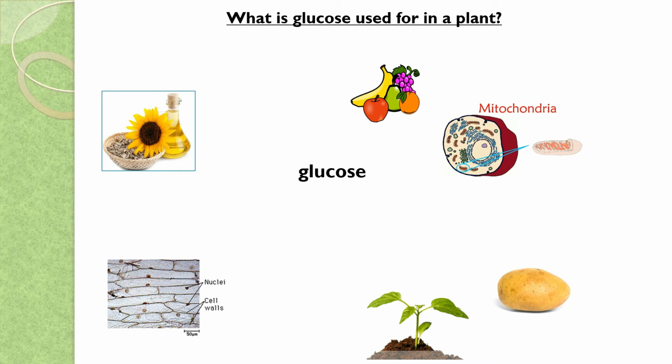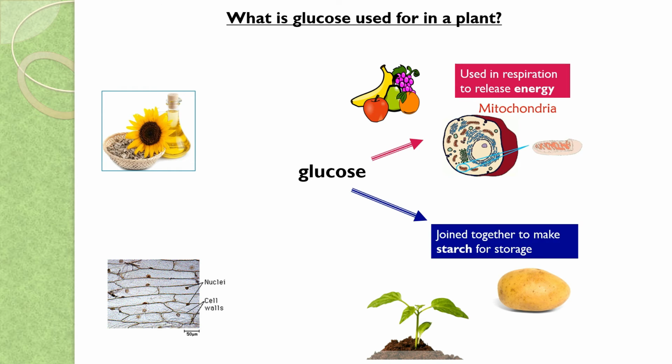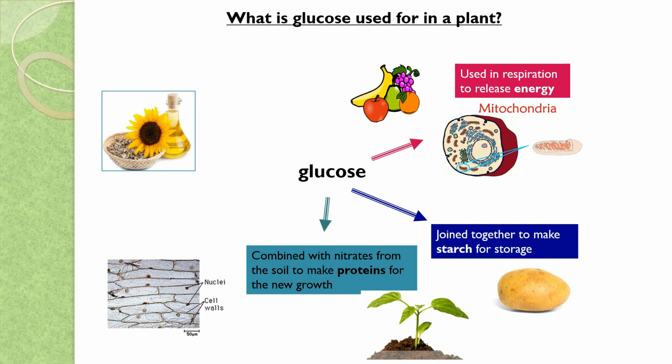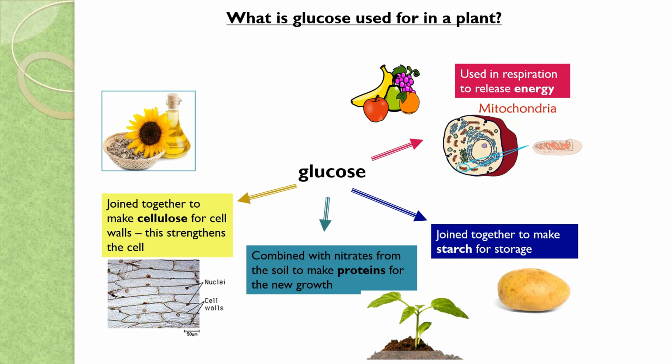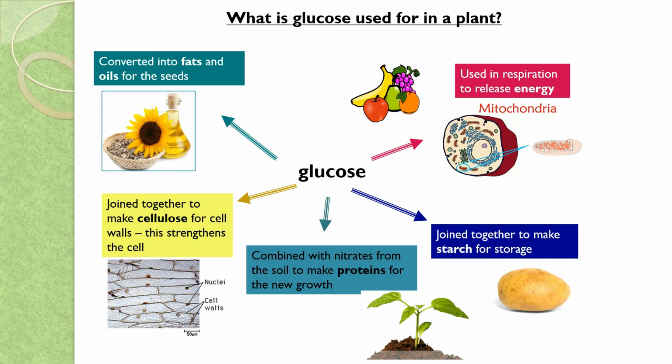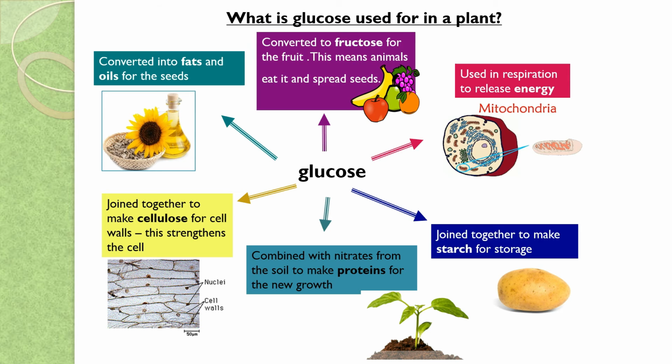What's glucose used for in plants? Well, they're used in respiration to release energy, joined together to make starch for storage. They're combined with nitrates from the soil and they make proteins that allows new growth. Joined together to make cellulose for cell walls, so it strengthens the cell. Converted into fats and oils for the seed. And it can be converted to fructose for the fruit. So this means that animals or herbivores eat it and they spread the seeds.